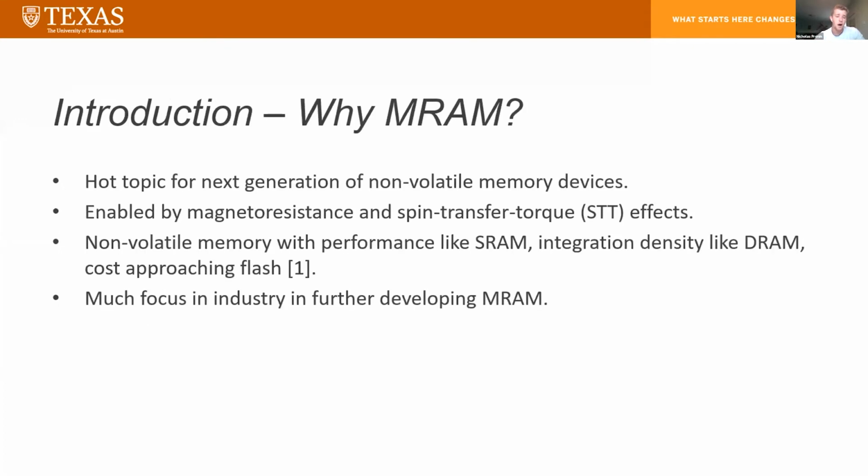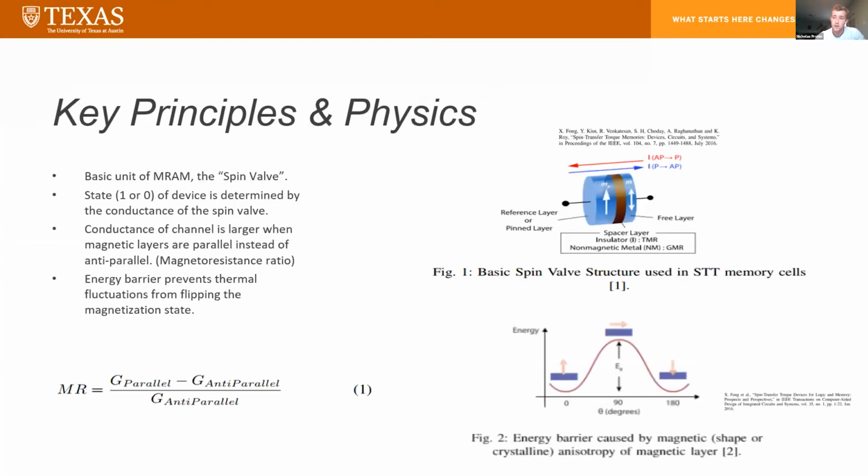So why MRAM? Well, the main reason is that it borrows a lot of the favorable aspects of existing memory, such as the high read-write speeds of SRAM, the high integration density of DRAM, and the relatively low cost of flash memory. So there's a lot of focus in the industry from companies like IBM in further developing MRAM for these reasons.